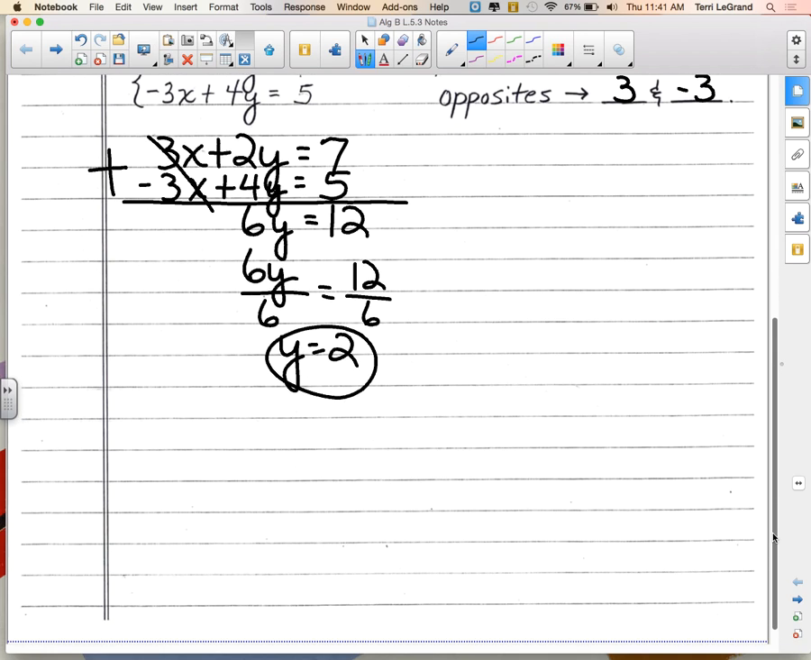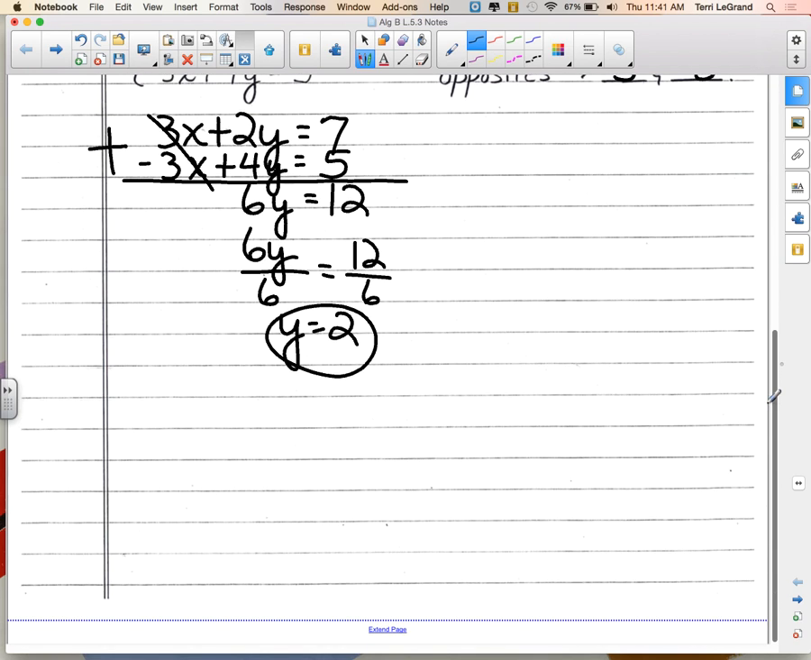Isn't that neat? It would have been a lot more work to get that in slope-intercept form and then graph it, or even substitution. Look at how easy we made that because they were in standard form and they had opposite A values. Now what are we going to do? Well, this is where you do have to work a little harder.